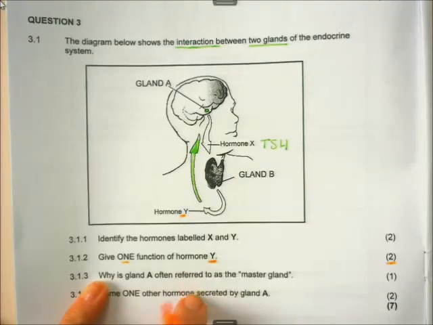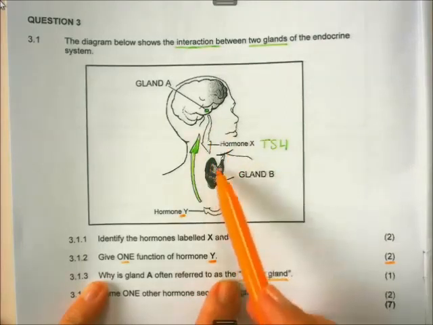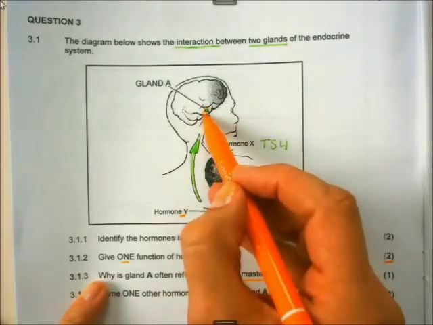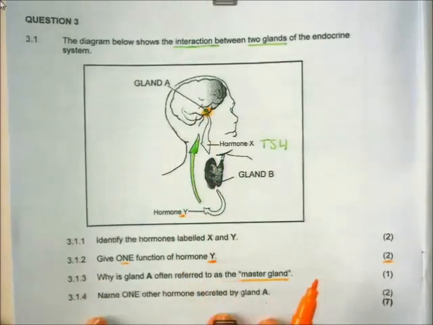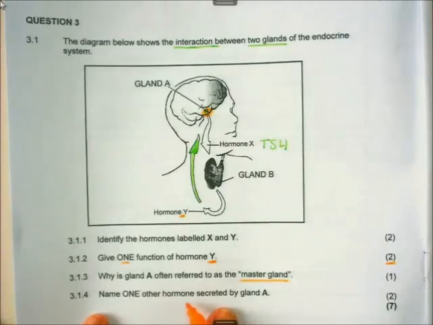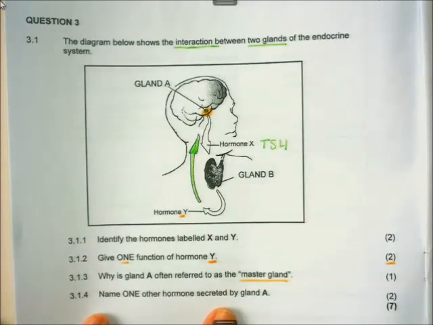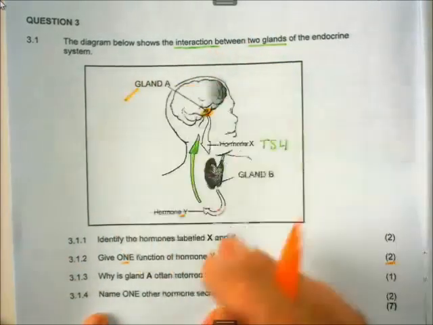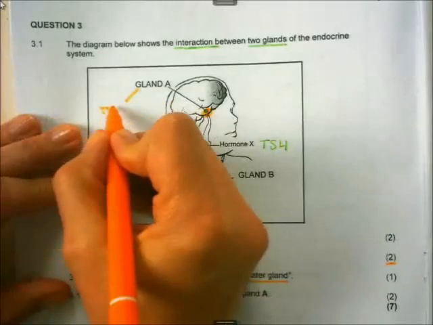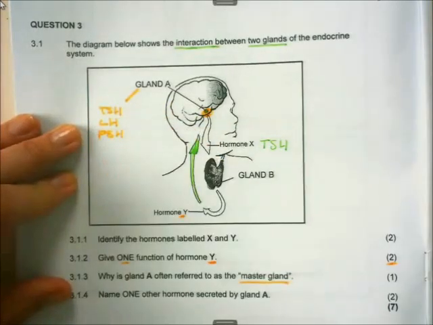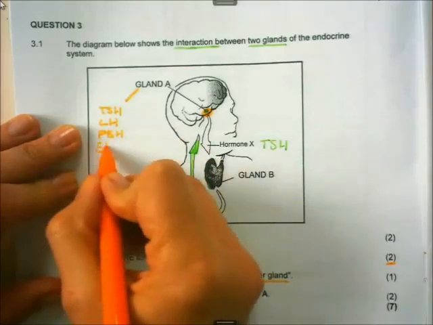Why is gland A often referred to as the master gland? Because it stimulates so many other glands to produce hormones. Remember, we said that the pituitary gland is a master. Name one other hormone secreted by gland A. Remember, I said gland A is the initial gland, so it's TSH, LH, FSH, GH, etc.